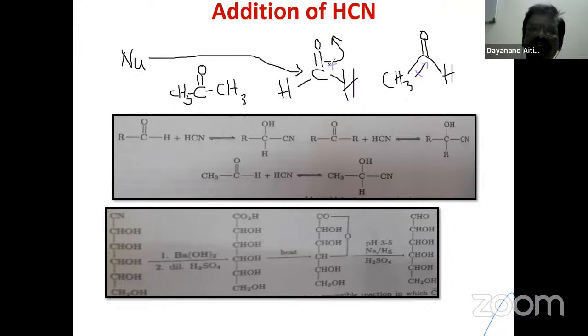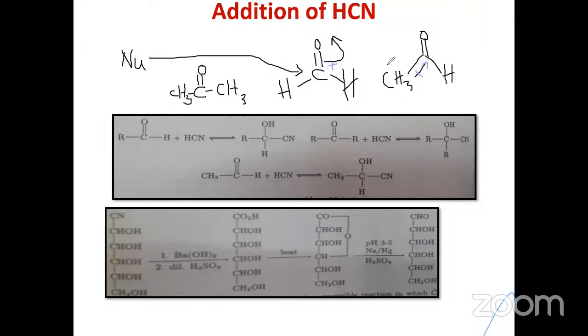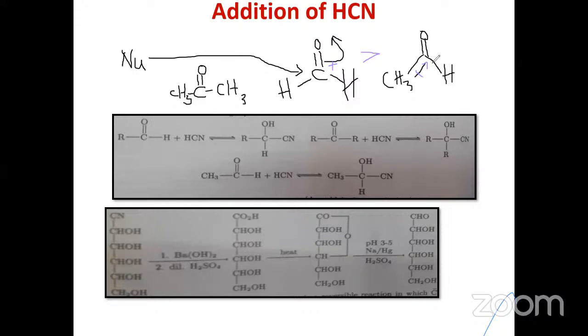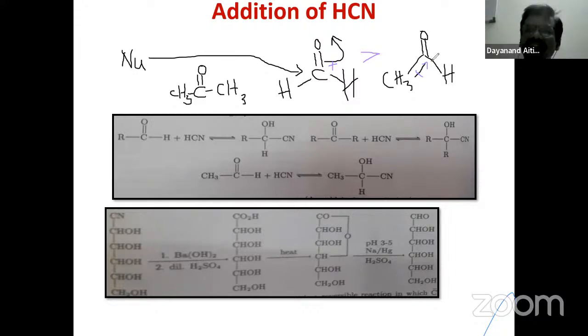The positive charge density formed due to oxygen decreases. When it is decreased, what is going to happen? Carbon is having less positive charge. Therefore, for the nucleophilic addition, which is more reactive now, formaldehyde or acetaldehyde? Formaldehyde, because here the positive charge density is more when compared to this one. In acetaldehyde, the positive charge density is very less.